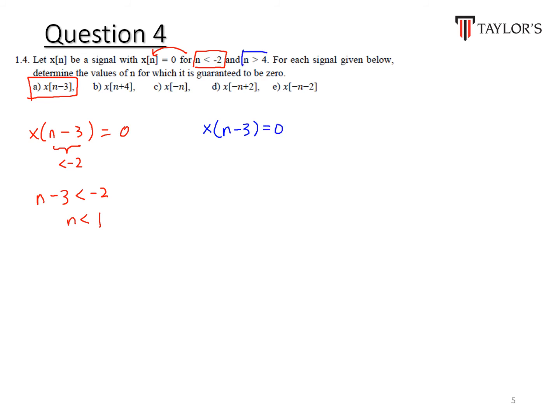n greater than 4. But remember this n corresponds to x[n], not x[n minus 3]. So this whole n minus 3 must be greater than 4. So we get n minus 3 greater than 4, so n greater than 7. So these two conditions can guarantee that x[n minus 3] will be equal to 0. So you apply the same things to work on B, C, D, and E. It should be able to be done easily.